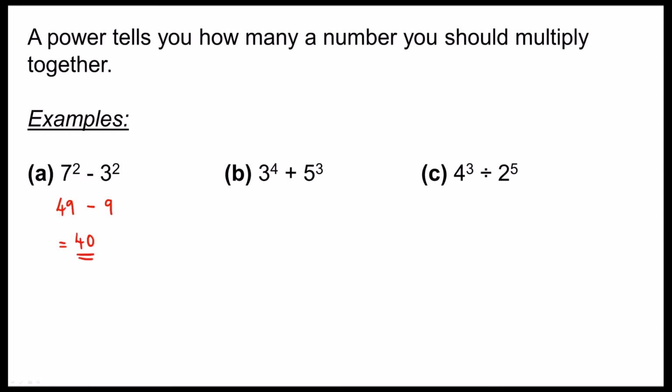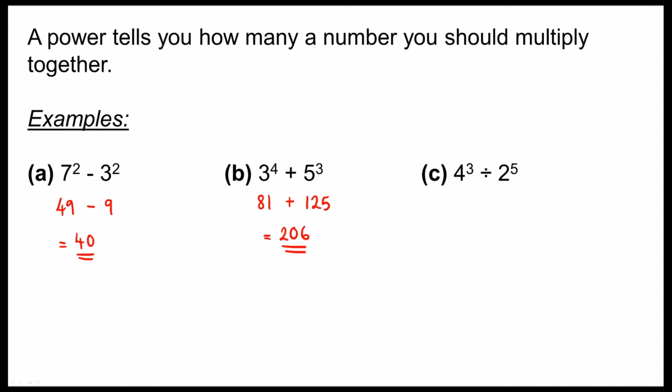In my second example, I'm asked to work out 3 to the power of 4 added to 5 cubed. Again, I need to do my powers first. So 3 to the power of 4 means 3 times 3 times 3 times 3. That's 81. And I want to add to that 5 cubed. That's 5 times 5 times 5, which is 125. Again, I know that adding these together gives me an answer of 206.